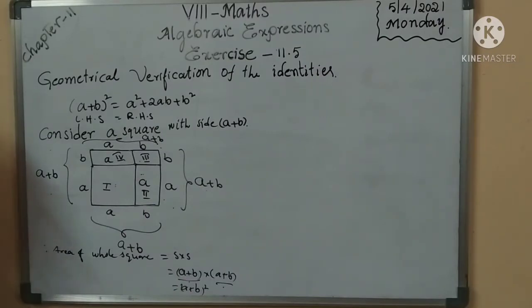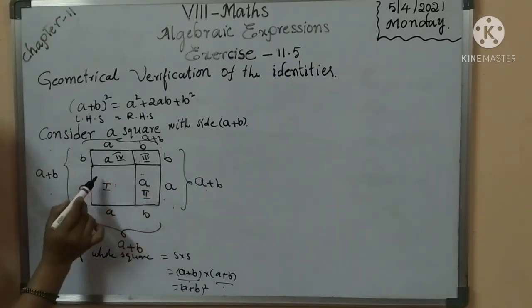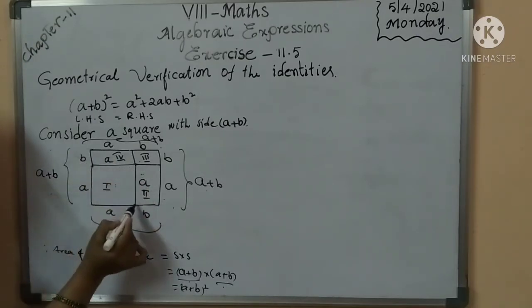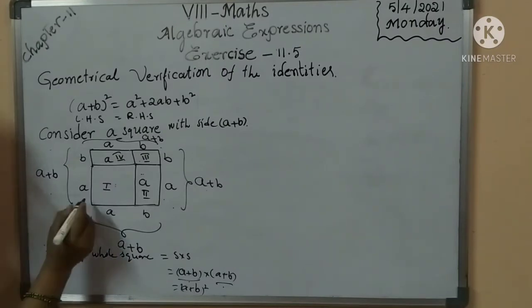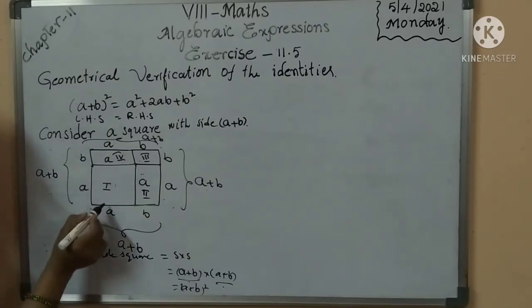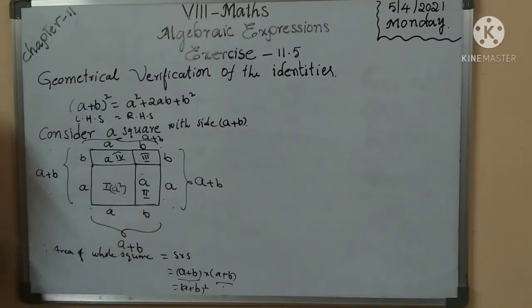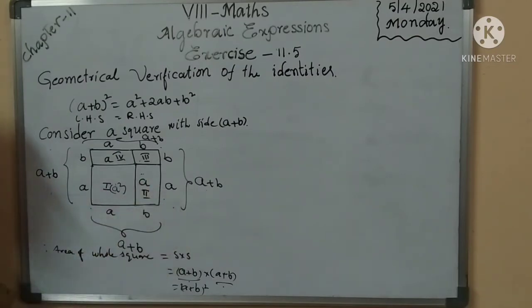So here observe, children, how many figures are there? Four figures: 2 squares and 2 rectangles. For every figure we will find the area. For example, it is a square shape. What is the area of a square here? Side is a and a, a into a, so a square. Which shape is the next one? Rectangle shape. What is the area of a rectangle?